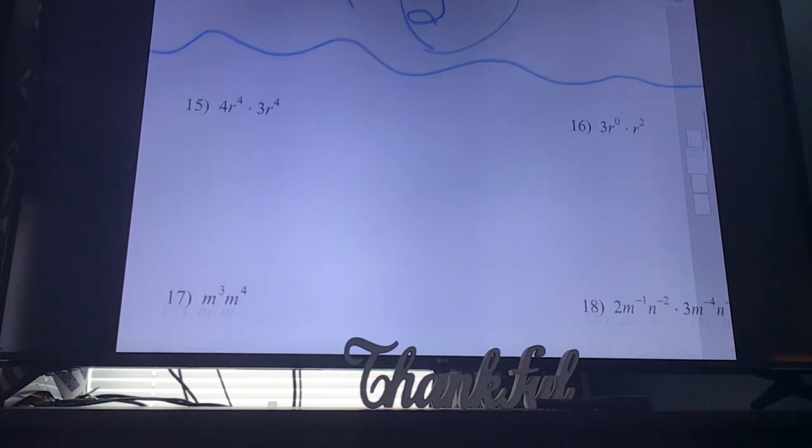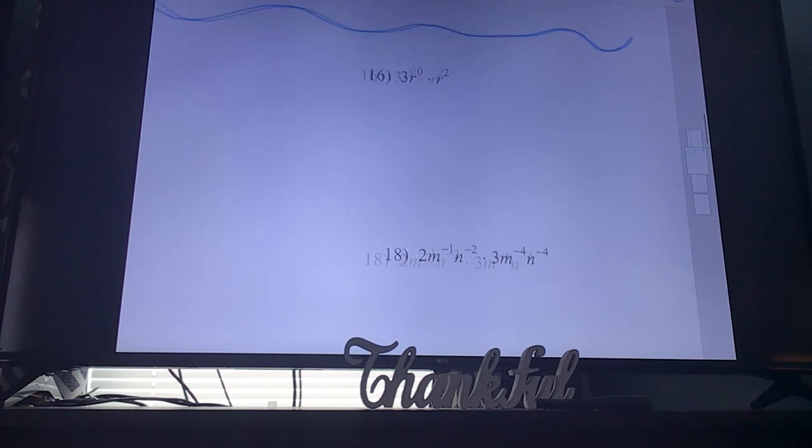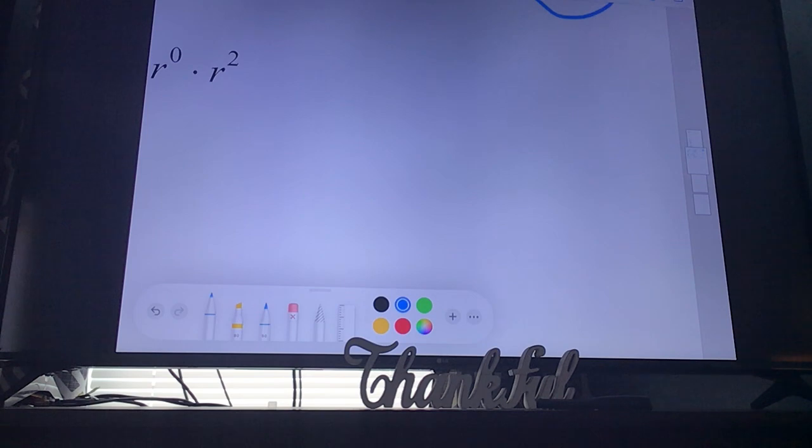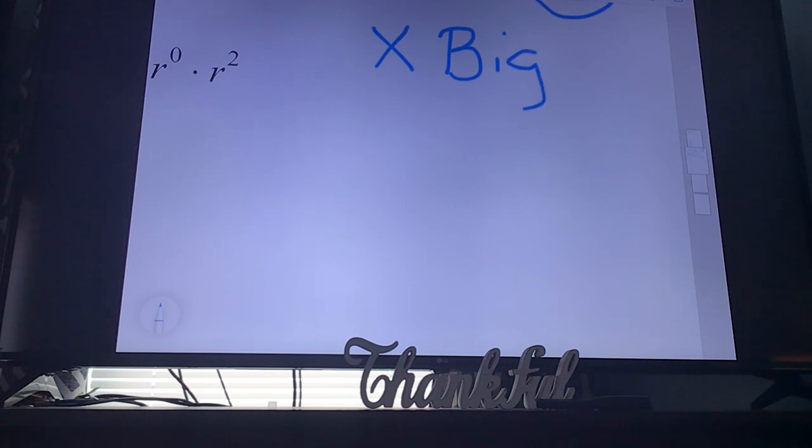When it's numbers and letters, and I'm going to write it over here, we multiply the bigs and add the littles. Okay, you multiply the bigs, add the littles.